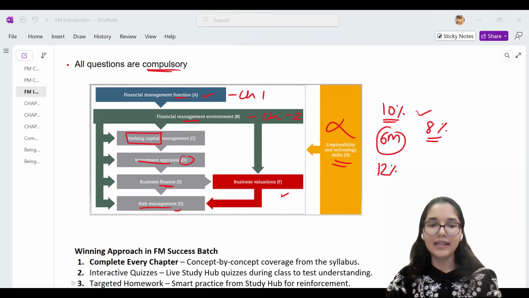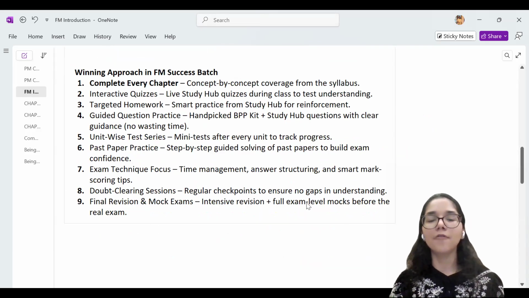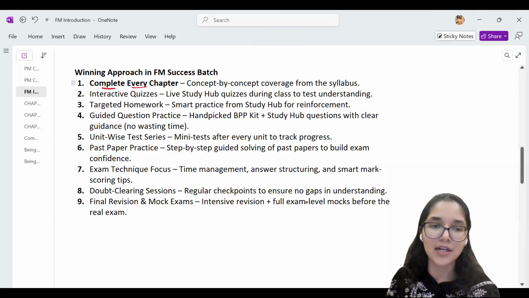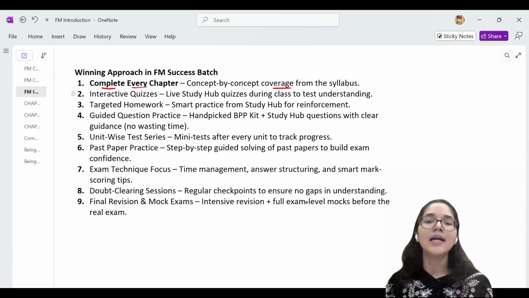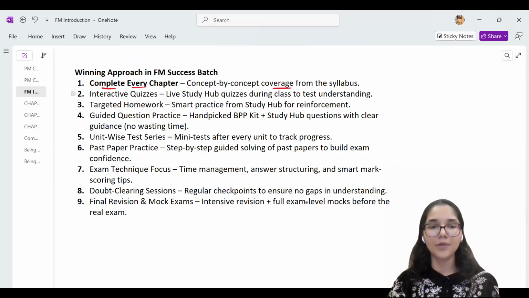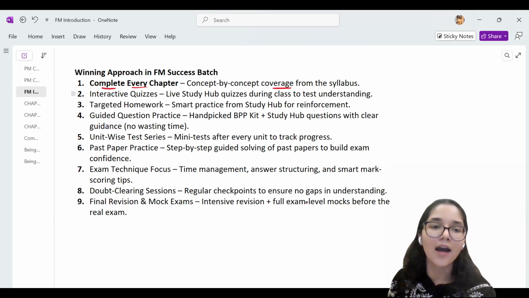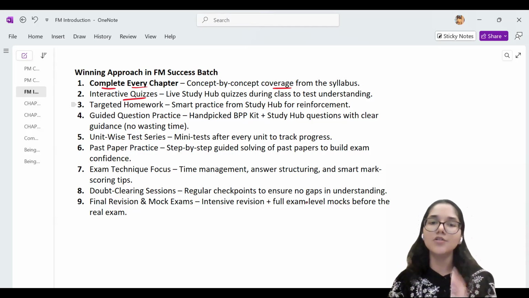Okay. All right. Great. I will now tell you what is going to be the approach that we follow in this FM success batch. So when we get started with the syllabus, the very first step will be that I will complete each and every chapter with you. So concept by concept, we will be covering the entire syllabus. Secondly, whenever we are done with the syllabus, we will head to the ACCA Study Hub and we will solve the Study Hub quiz, which is there after every chapter, together with each other so that we will be able to understand whether or not we have understood the chapter that we have studied in the class.